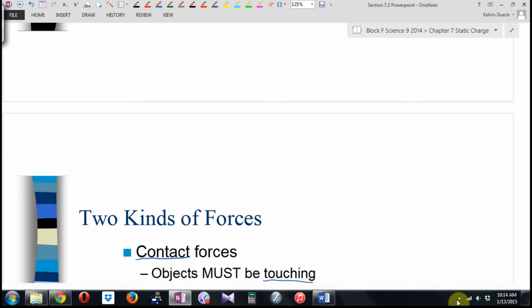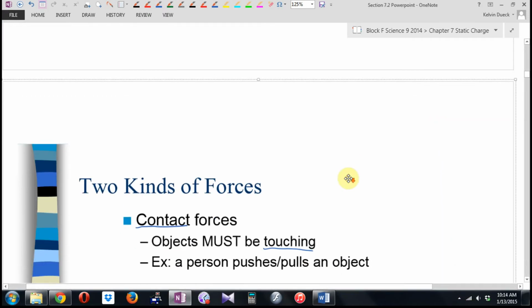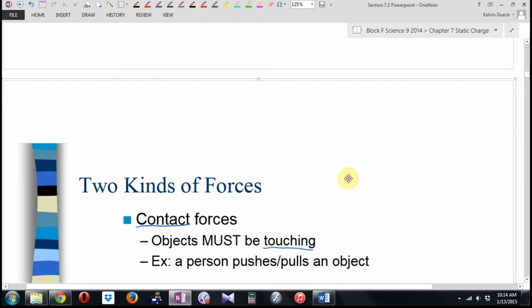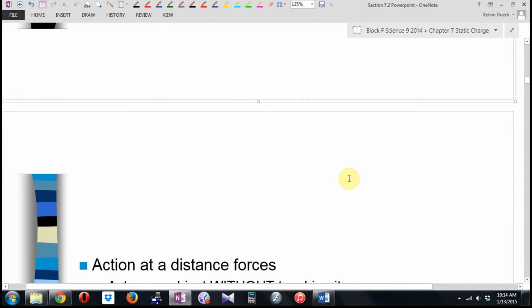Let me give you a good example of a contact force. These are the most common forces. As an example, a person pushes or pulls an object. But then, for several hundred years, scientists recognized that there was a second type of force, and they called it action at a distance forces. And that's a fancy way of saying somehow I'm causing an object to move, but there's air between us, space between us.